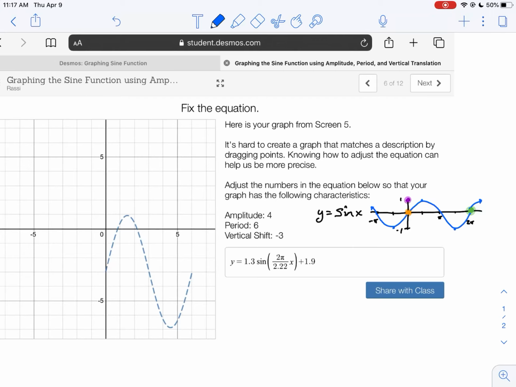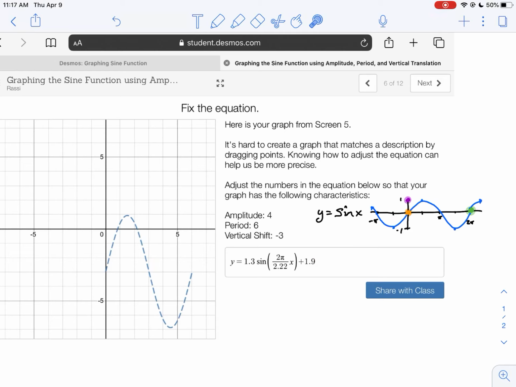Stuck on number 6? That's okay. There's a pretty big jump in logic between 5 and 6. But this is really important to be able to understand how moving the points around and the equation relate to each other. So what they're really wanting to do, if you're just confused on the directions, is they're wanting you to change 1.3, 2.22, and 1.9.